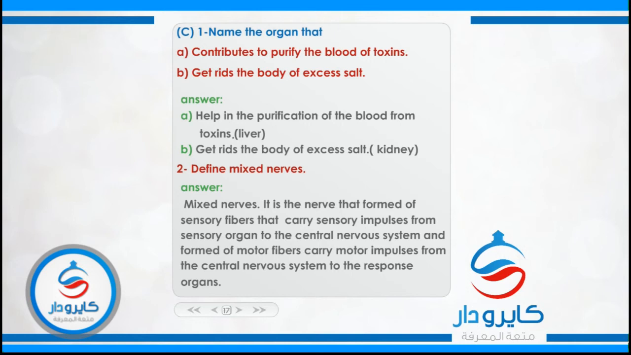But the mixed nerve is the nerve containing the two kinds of nerve fibers. The sensory fibers carry the sensory impulses from the sensory organ to the central nervous system, and the motor fibers carry motor impulses from the central nervous system to muscles or glands. We understand that the spinal nerves are 31 pairs, all of them mixed, and each of them contains two roots. The dorsal root acts as a sensory root made of sensory fibers, carrying sensory impulses to the spinal cord, and the ventral root acts as the motor root made of motor fibers, carrying motor impulses from the spinal cord to the responding organ.